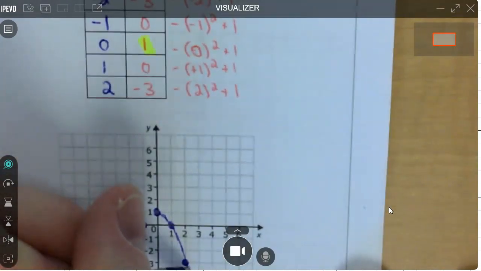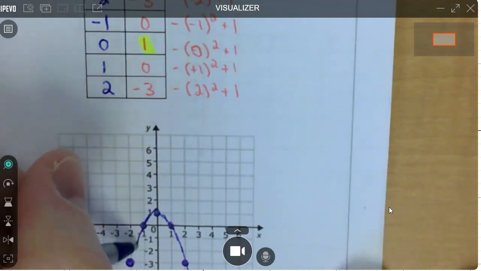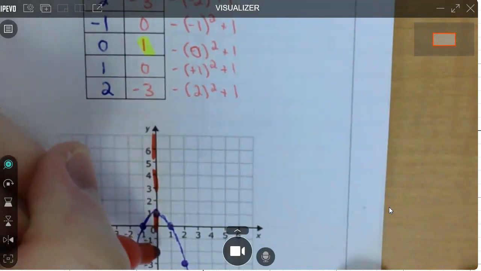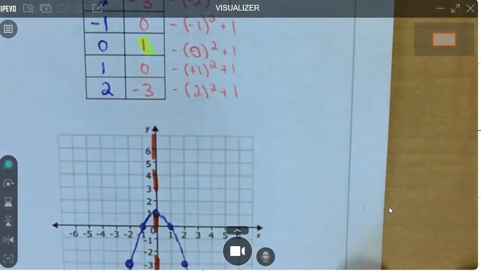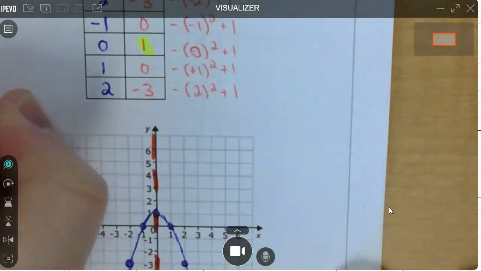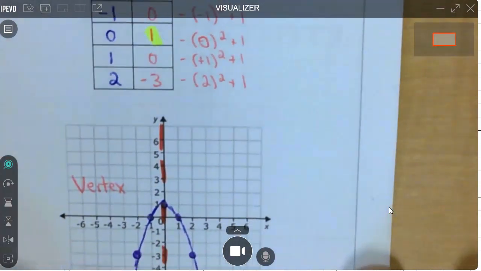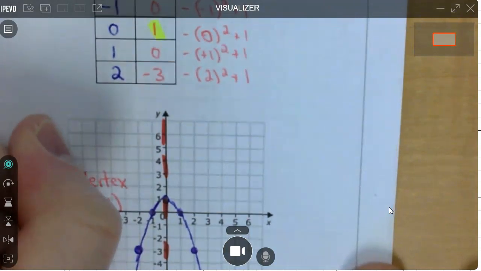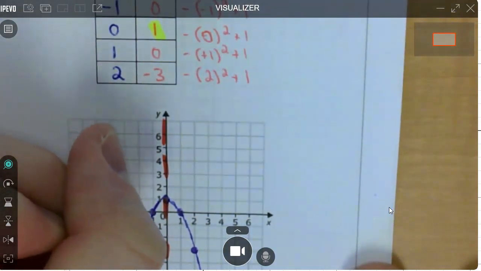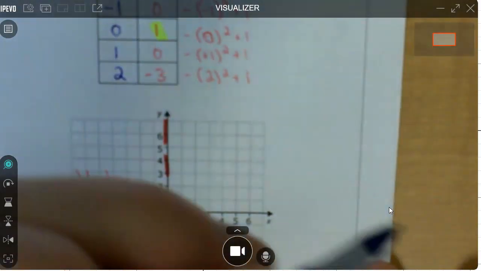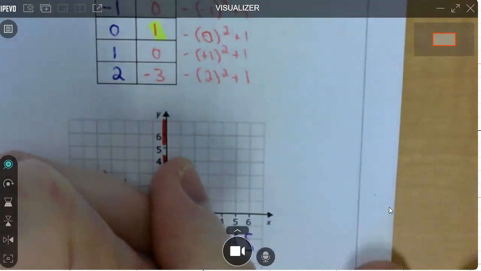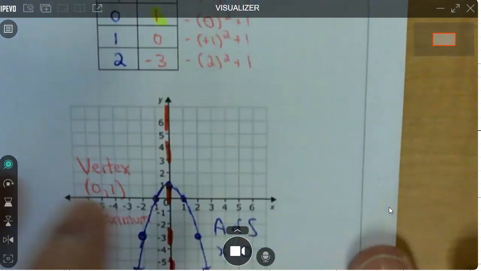So I'll sketch my graph, that U shape. I draw my axis of symmetry. And then, where's my vertex? My vertex is at 0, 1. This time it's a maximum. And my axis of symmetry is still x equals 0.